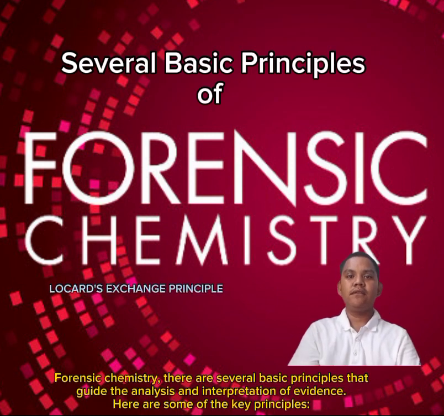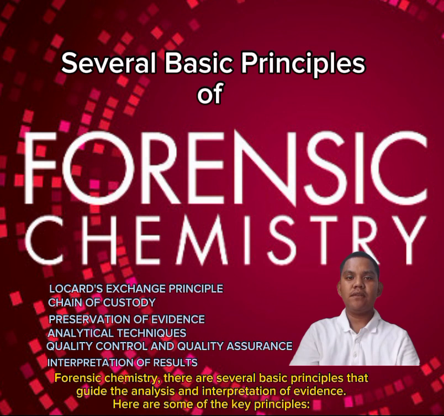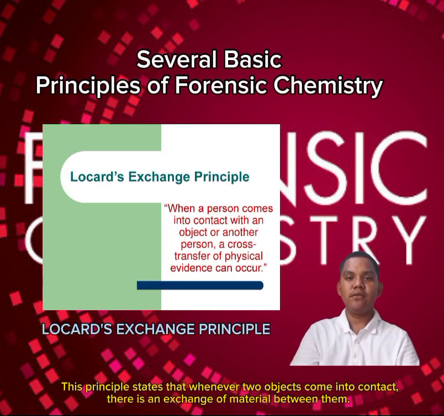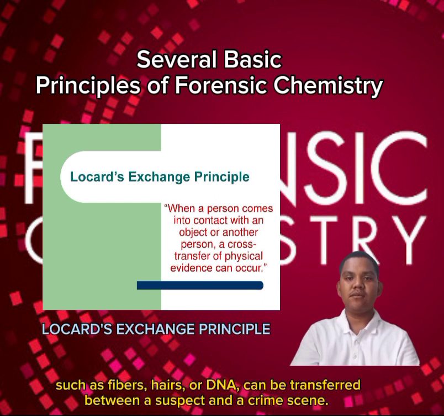Forensic chemistry. There are several basic principles that guide the analysis and interpretation of the evidence. Here are some of the key principles. Locard's exchange principle. This principle states that whenever two objects come into contact, there is an exchange of material between them. In the context of forensic chemistry, this principle is used to explain how trace evidence, such as fibers, hairs, or DNA, can be transferred between a suspect and the crime scene.